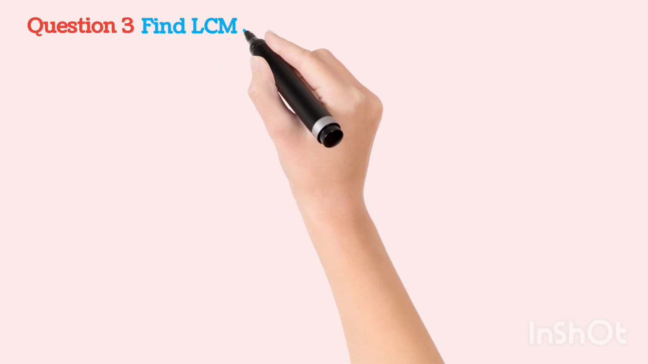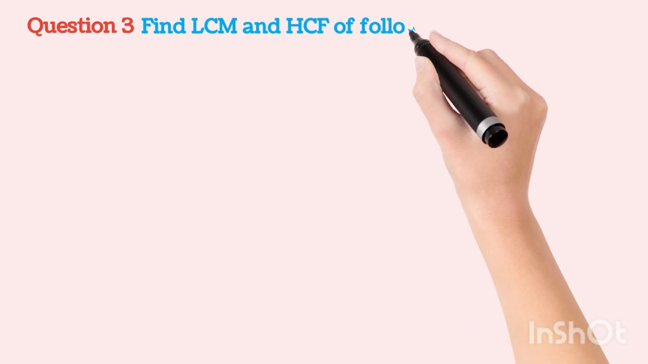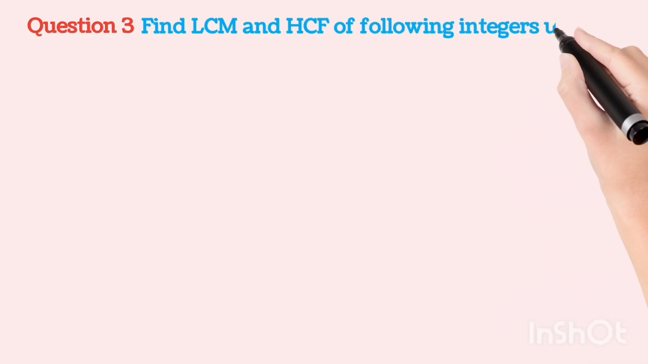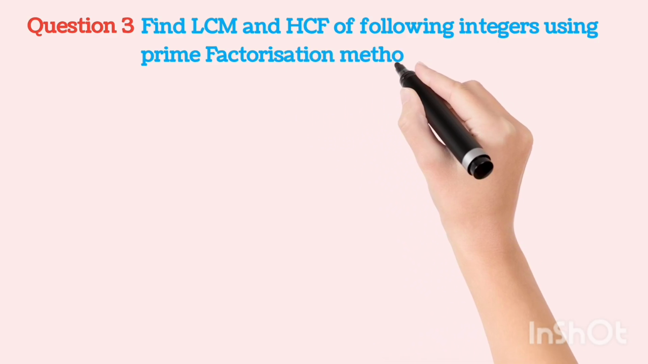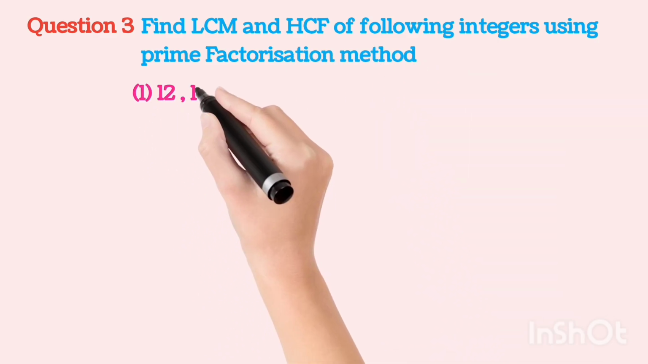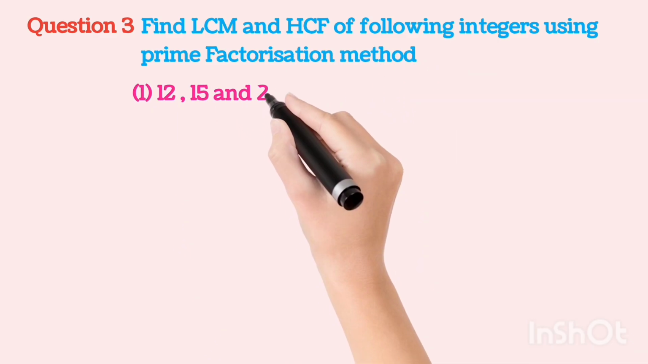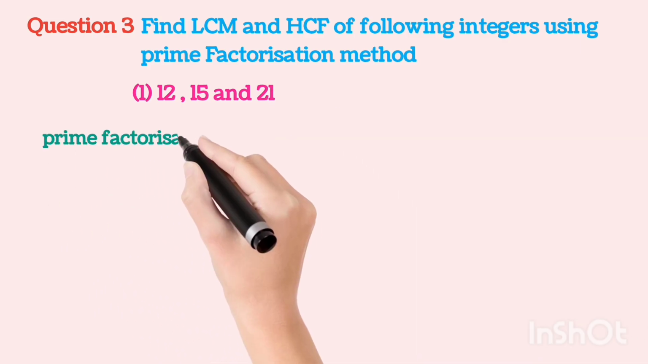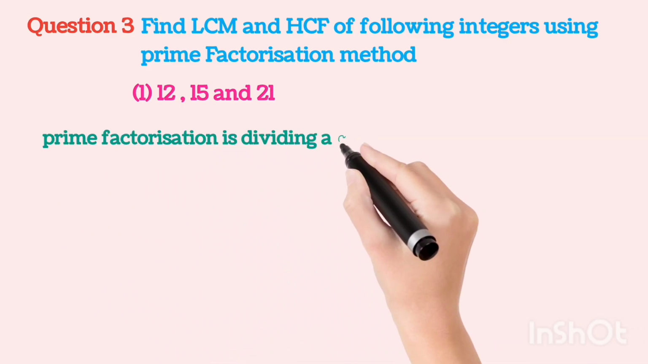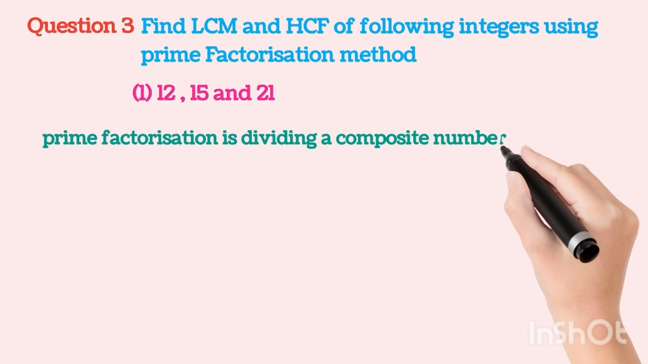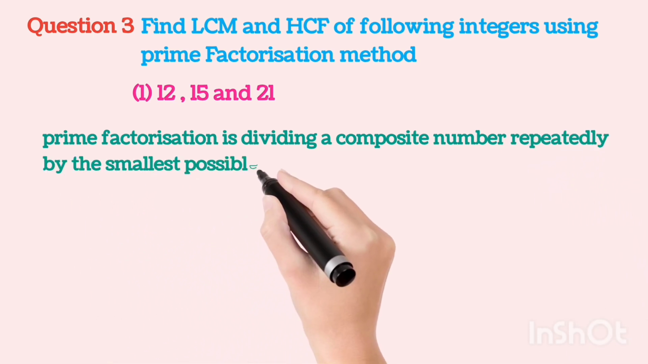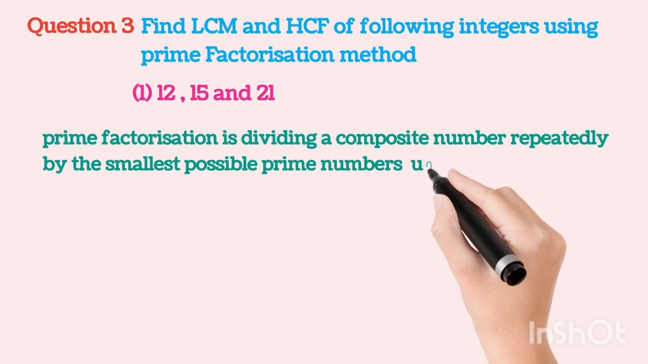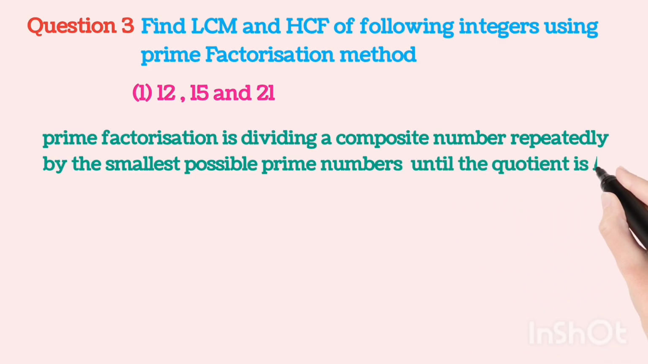Question 3. Find LCM and HCF of the following integers using the prime factorization method. First, 12, 15 and 21. Prime factorization is dividing a composite number repeatedly by the smallest possible prime numbers until the quotient is 1.